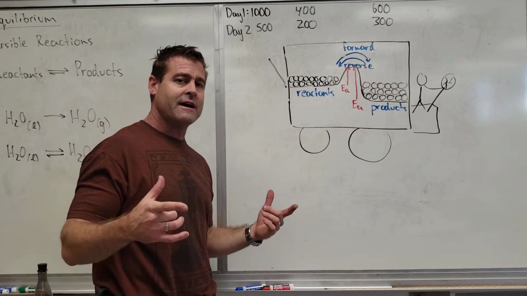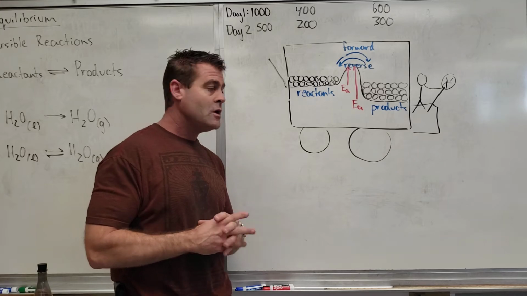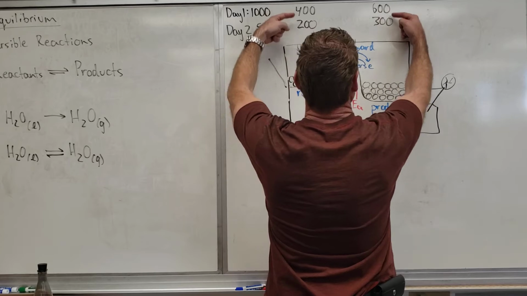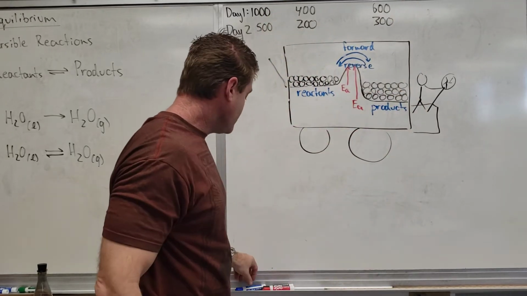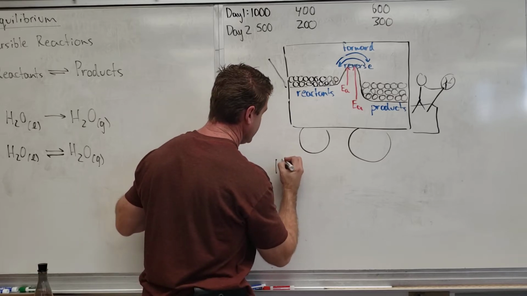And this is what chemists have found with reversible reactions. Once a reversible reaction has reached equilibrium, the ratio of products to reactants stays the same. Notice the numbers don't stay the same. The numbers are different, but the ratio is the same. Now, for example, look. So this is what we're going to put. We call this an equilibrium.